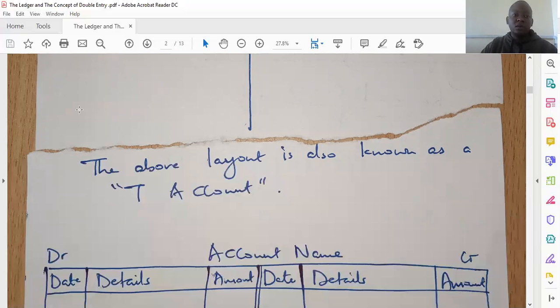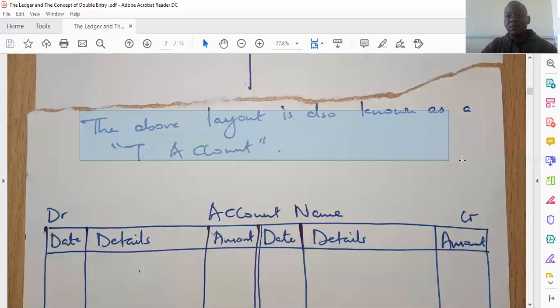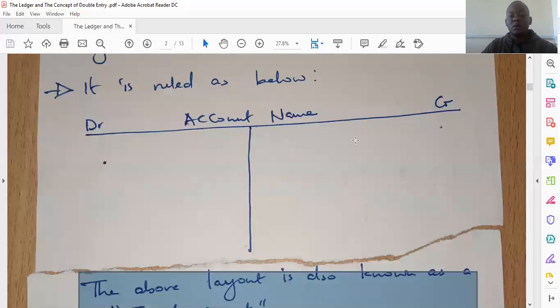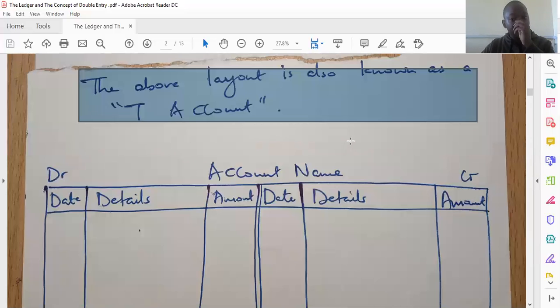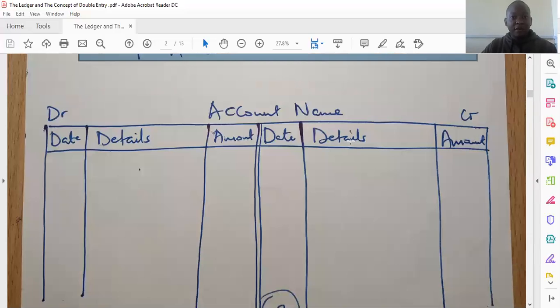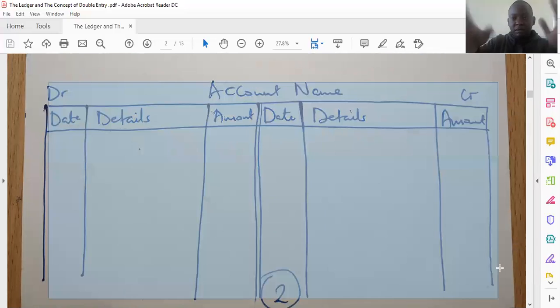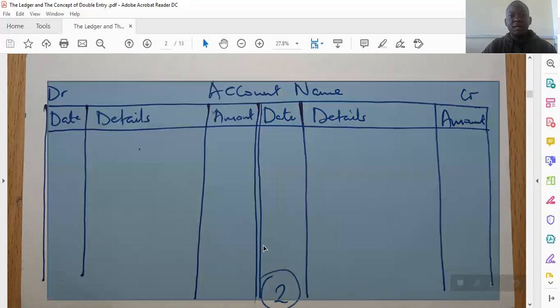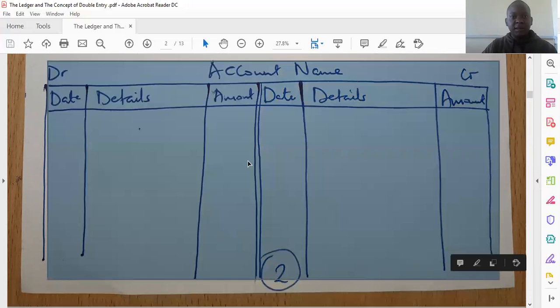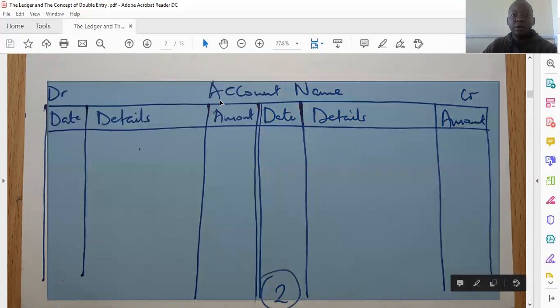So the above layout is also known as a T account because it simply appears like the letter T. As you can see, this is a big T, so it's also known as a T account. So the ledger account is also ruled as below. It is also a T account, but with lines inside. It must have a title, that is the account name. We still have the debit side on the left and the credit side on the right.